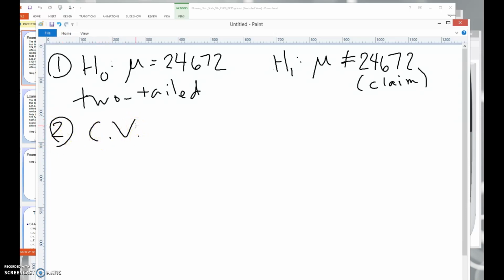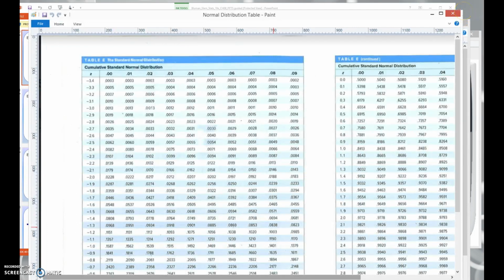Now, the alpha that the researcher was trying to use is 0.01. Because it's a two-tailed test, we're going to take our alpha and divide by 2 because both tails need to share it. That's going to give us 0.005. Now, that 0.005 is where we would go to our table and look for that 0.005. I'm looking at my table.